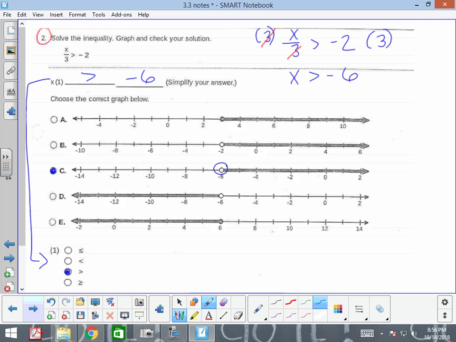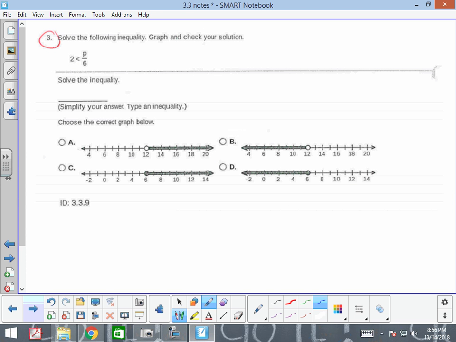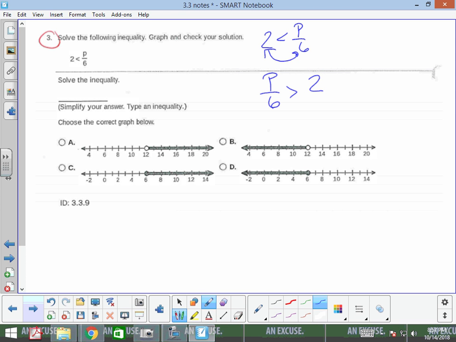All right, number 3. So we have 2 is less than P over 6. I want you to flip this around, so it's P over 6 is greater than 2. I want you to make the variable on the left, and really the only reason we're doing that is because we're graphing. So multiply both sides by 6 because there's a 6 in the denominator. And so P is greater than 12. That's what you're actually going to type here.